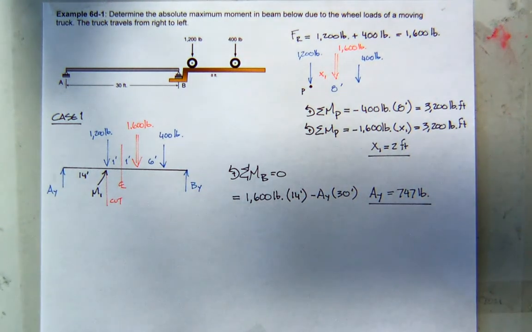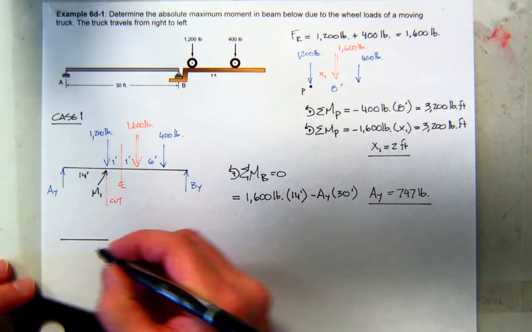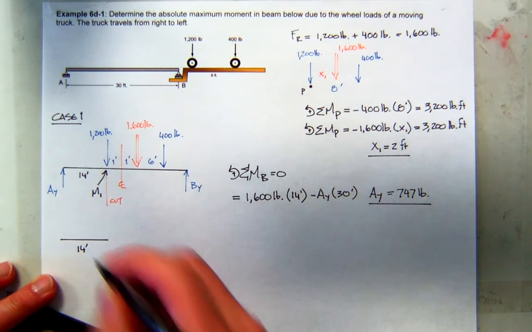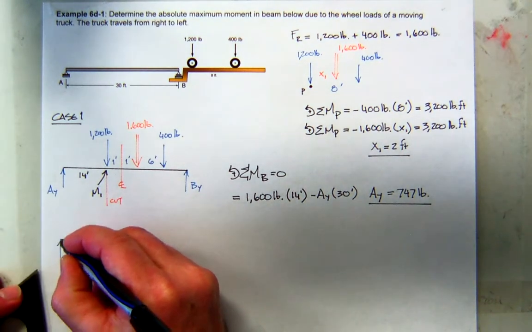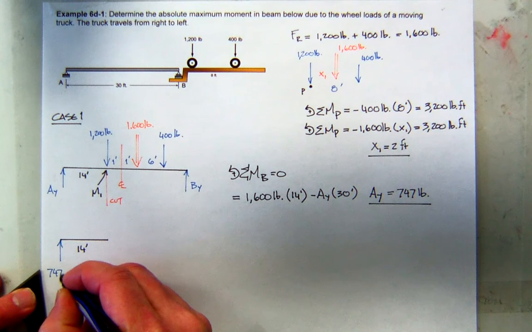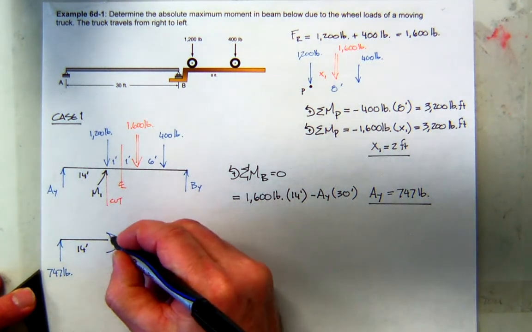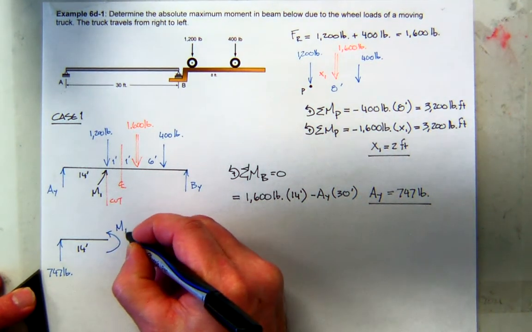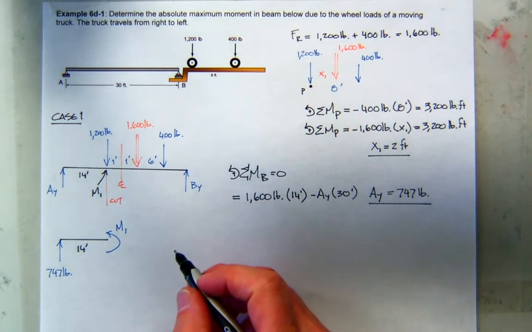Okay. So now I cut the structure at that point. I just found my Ay value. What was it? 747. And I'm looking for the internal moment at that point 1. How do I find that?